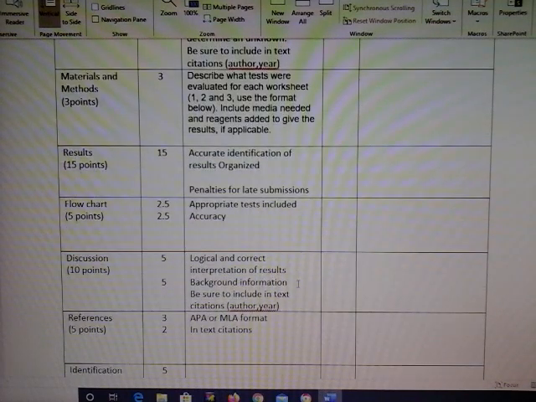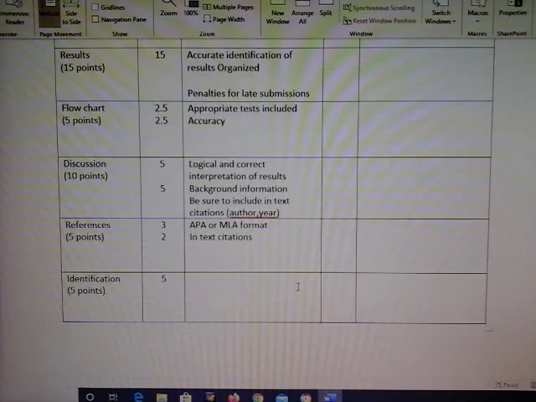The flowchart, guys, did you include all the proper tests? Is it accurate, etc.? Then your discussion, you want to talk about your bacteria that you've identified, interpret your results, discuss that. And then APA or MLA format for your references. And again, you need to have some in-text citations.